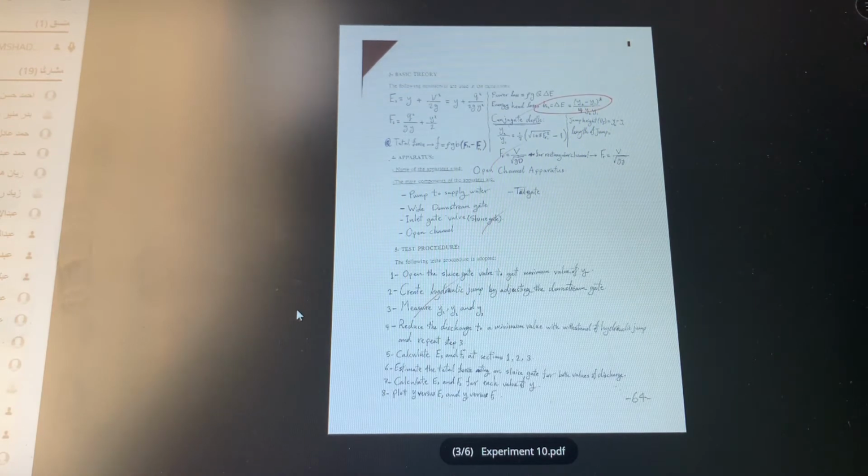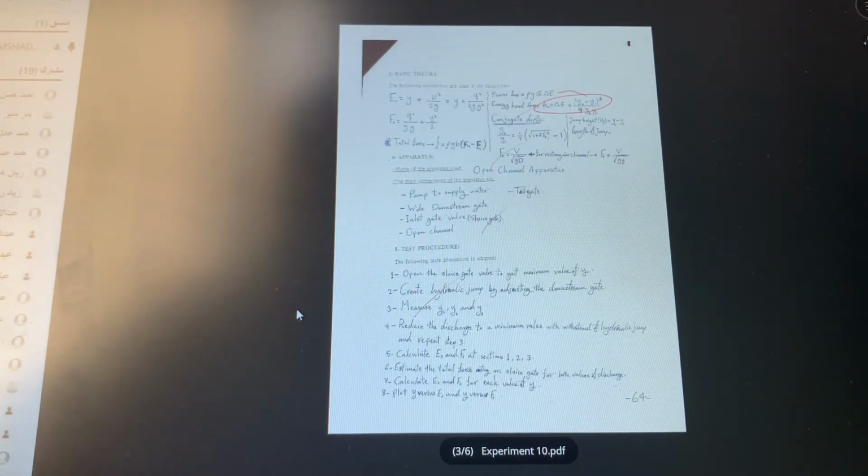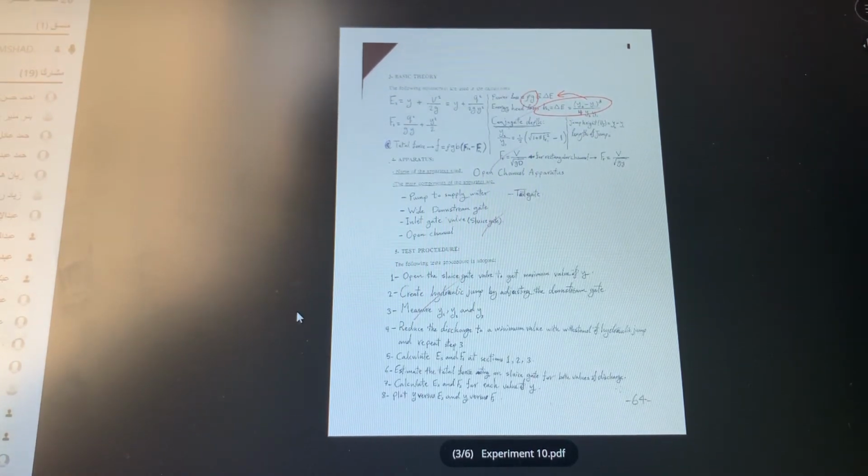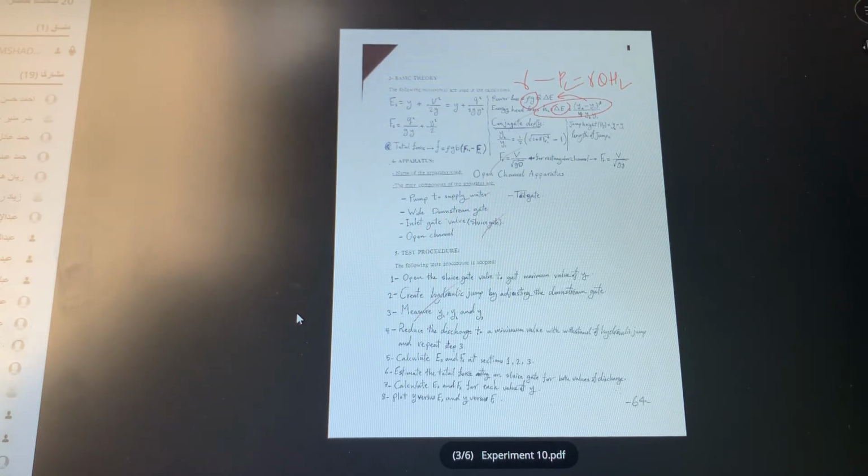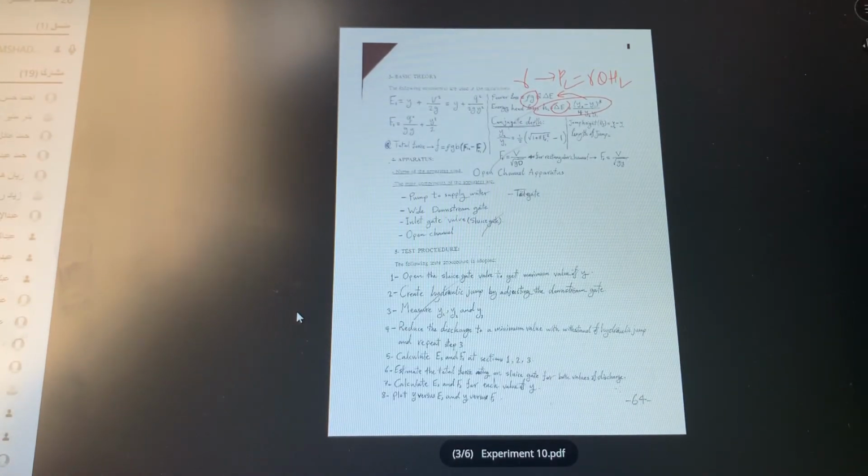HL, or delta E, is equal to (Y2 minus Y1) whole cube upon 4 Y1 Y2. And with the help of this you calculate the power loss, where gamma is equal to rho g. PL is equal to gamma Q delta E, where delta E is the same as HL. The unit of this power is watts, and HL is in meters.